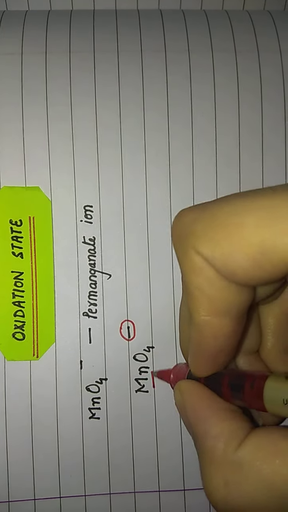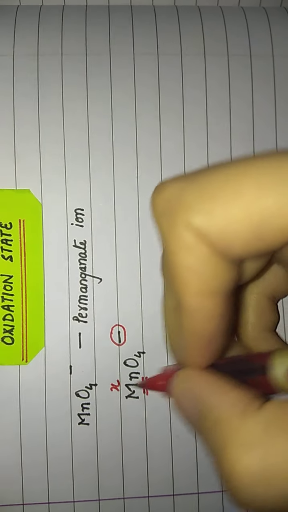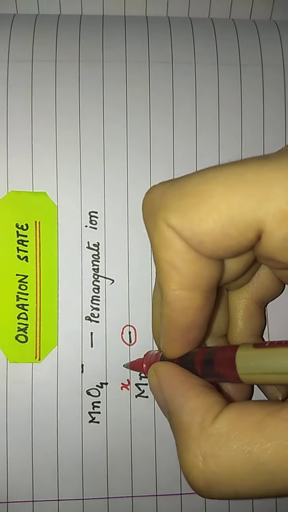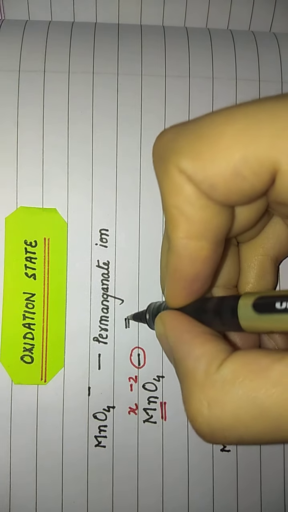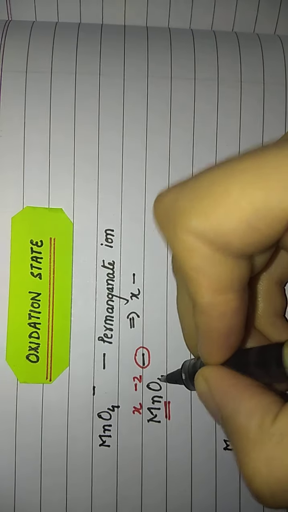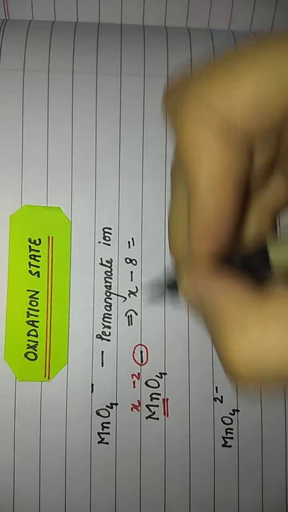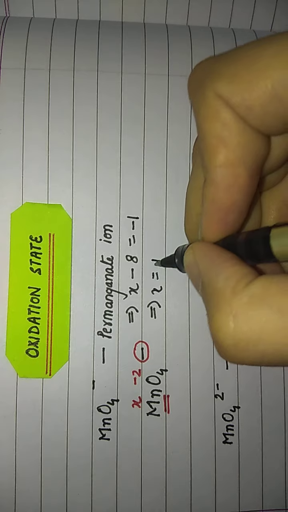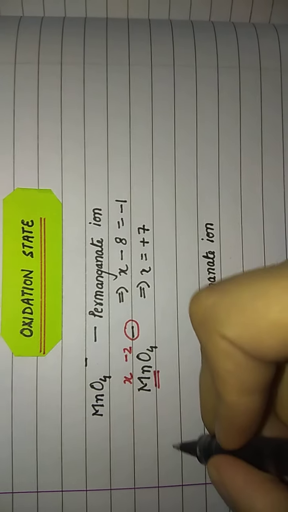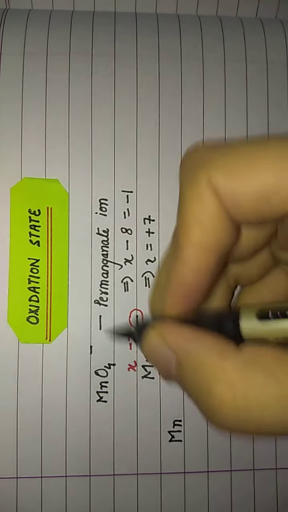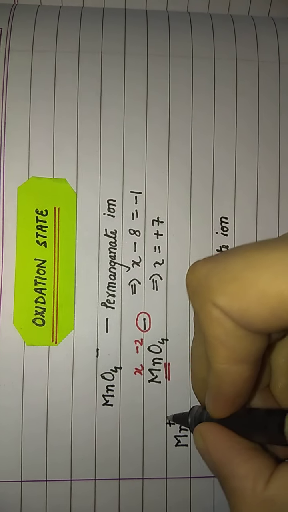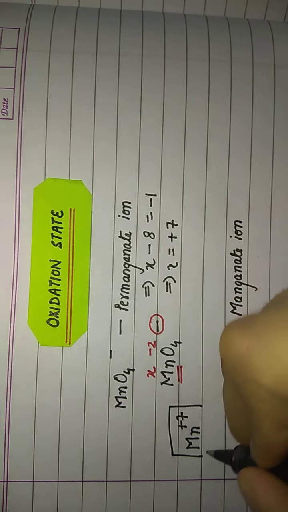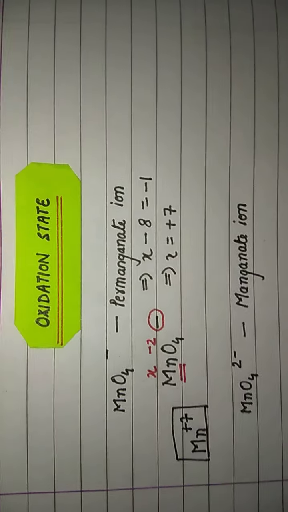So if I have to calculate the oxidation state of manganese in the permanganate ion, I will assume this as X, and for oxygen it will be -2. So my equation will be X minus 2 into 4, which is -8, is equal to the net charge -1. So X will be equal to +7. That means in MnO4 minus, the permanganate ion, manganese exhibits an oxidation state of +7.